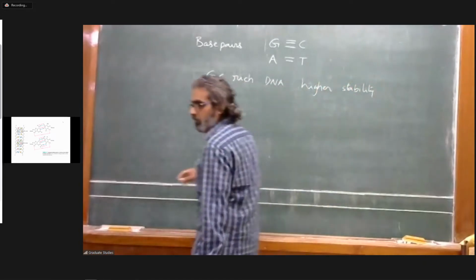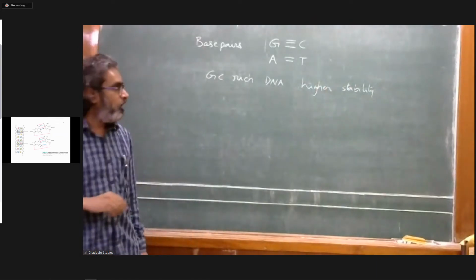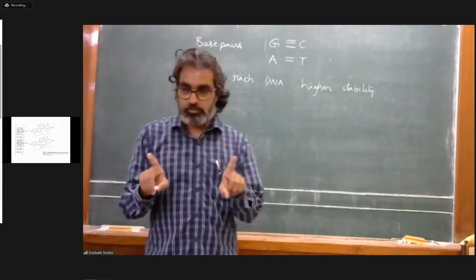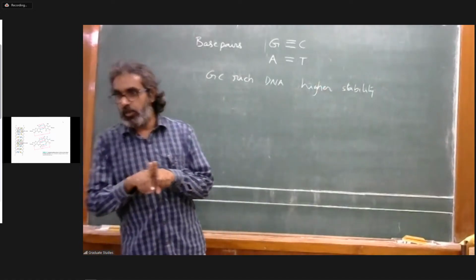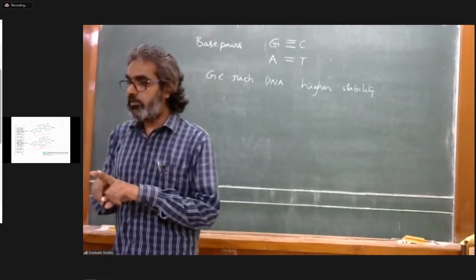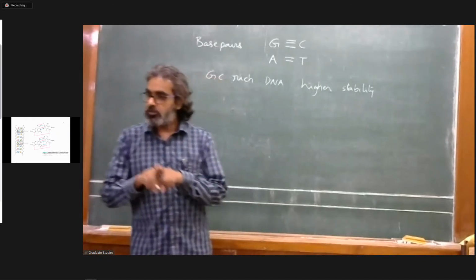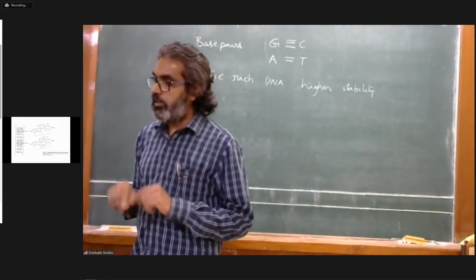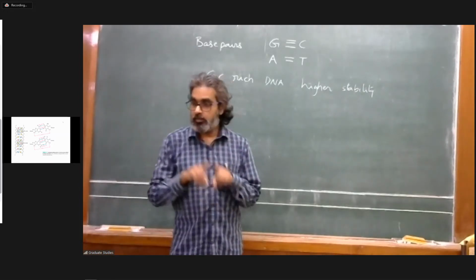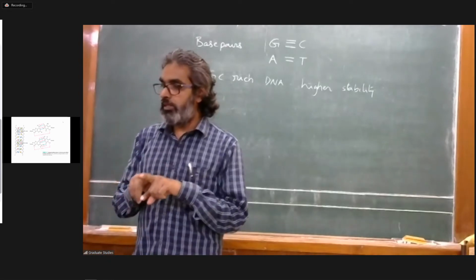Typically the stability is measured in terms of the temperature required to separate the DNA strands. In double-stranded DNA, you have two anti-parallel strands hydrogen bonded to each other. If you increase the temperature in solution, they get separated. The process is called melting, and the temperature at which these strands get separated is called the melting temperature.